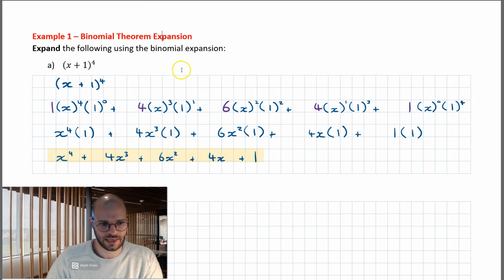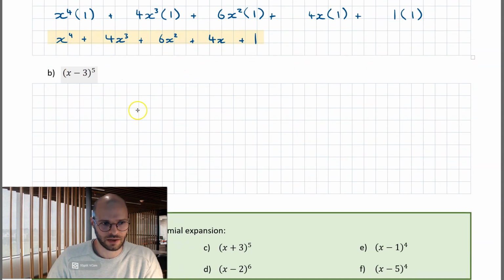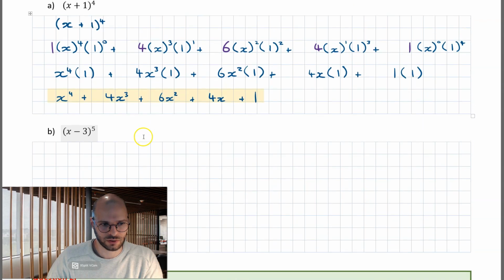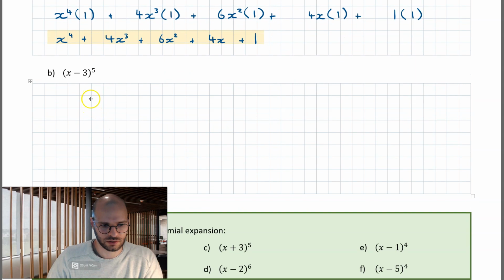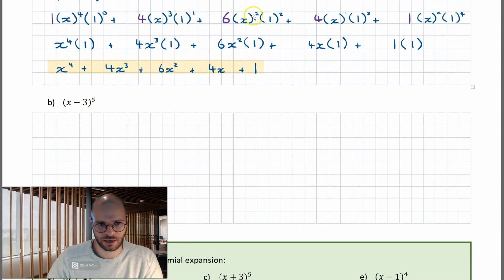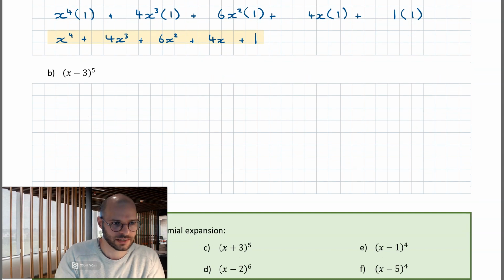Alright, let's have a look at another example that's an even higher power. We've got x take 3 all to the power of 5. What we're going to do is expand this again in 1, 2, 3 steps using the pattern that we employed up here and the coefficients that we can gather from Pascal's triangle.